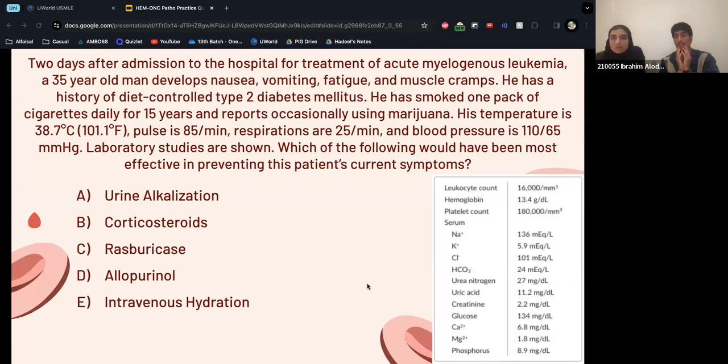So let's look at his labs. His leukocytes are 16, hemoglobin is 13, platelets are normal. Serum sodium is 136, I think that's normal. Potassium is 5.9, upper limit of normal. Chloride 101, urea nitrogen, uric acid. His calcium is low, his phosphorus is high. I will give you guys those two clues. I'm sorry I didn't put the normal values, but his calcium is low, his phosphorus is high. So what do you guys think?